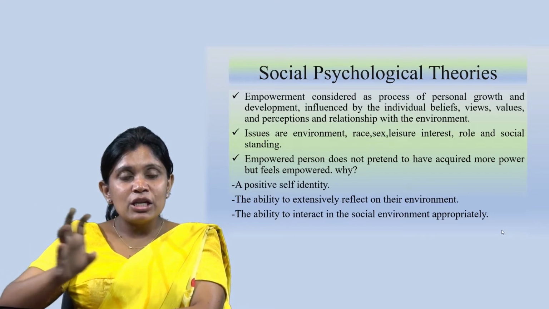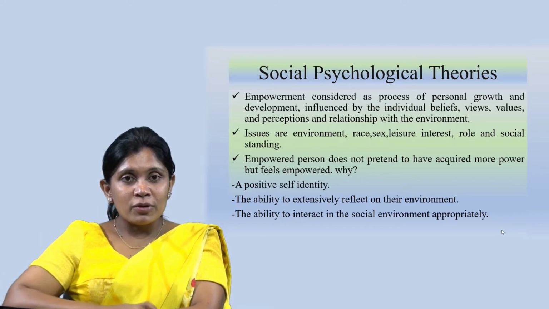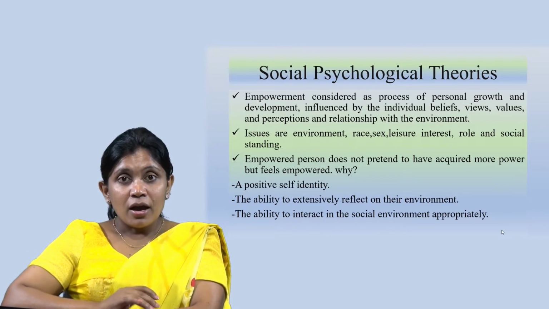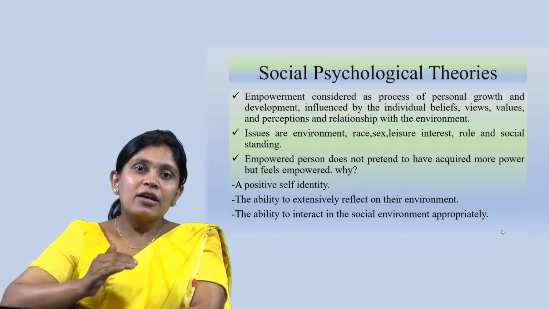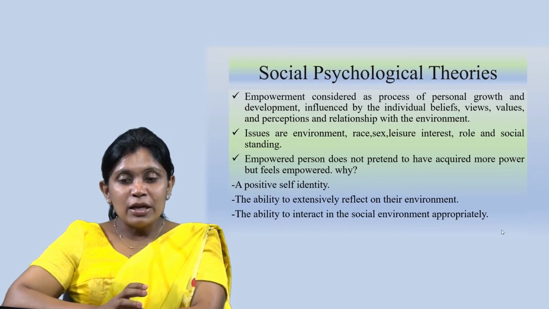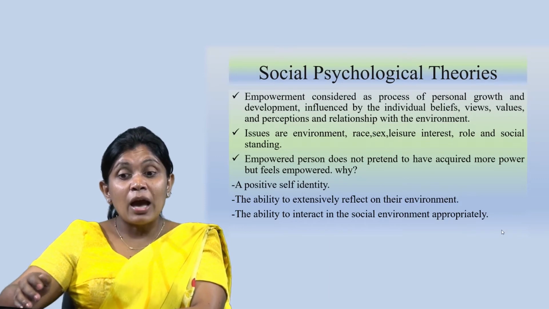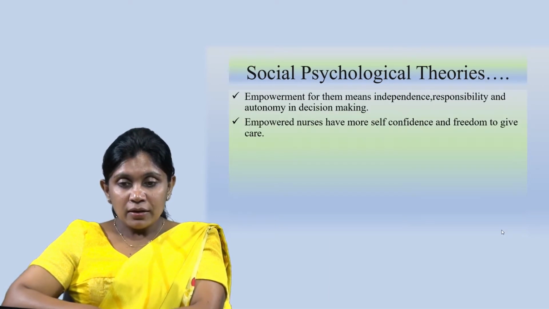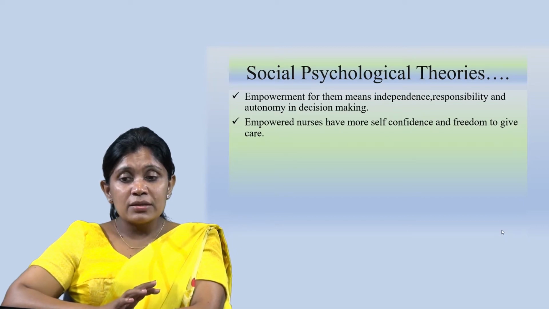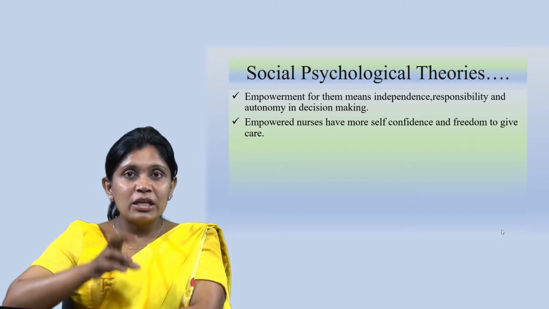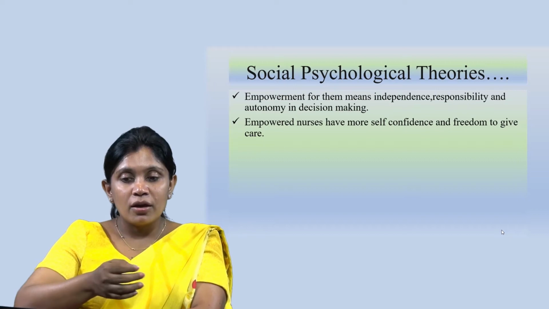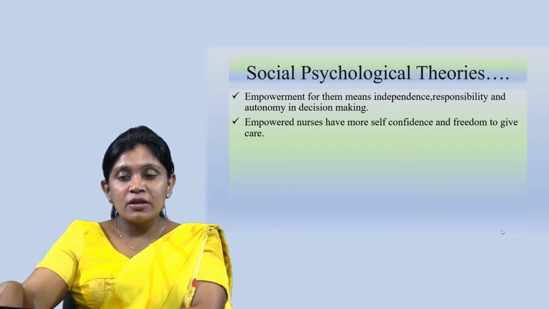They know what the individual is worth, what their performance level is, and what their competency level is. And they have the ability to reflect extensively on their environment. They know what is surrounding them, and they have the ability to interact in the social environment appropriately. Empowerment for them means independence, responsibility, and autonomy in decision making. It is very important. It all relies on the individual, how they work. And empowered nurses have more self-confidence and the freedom to give care.